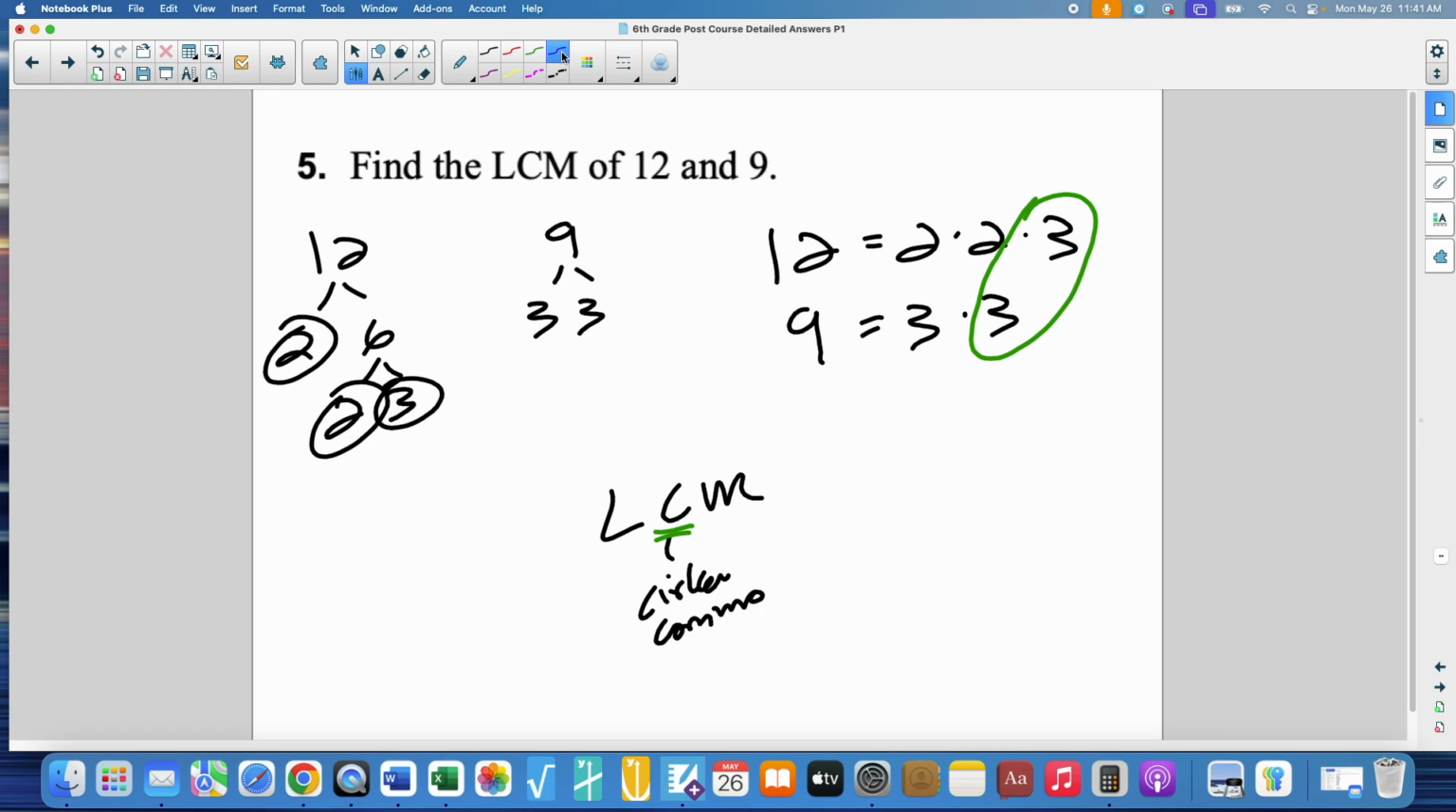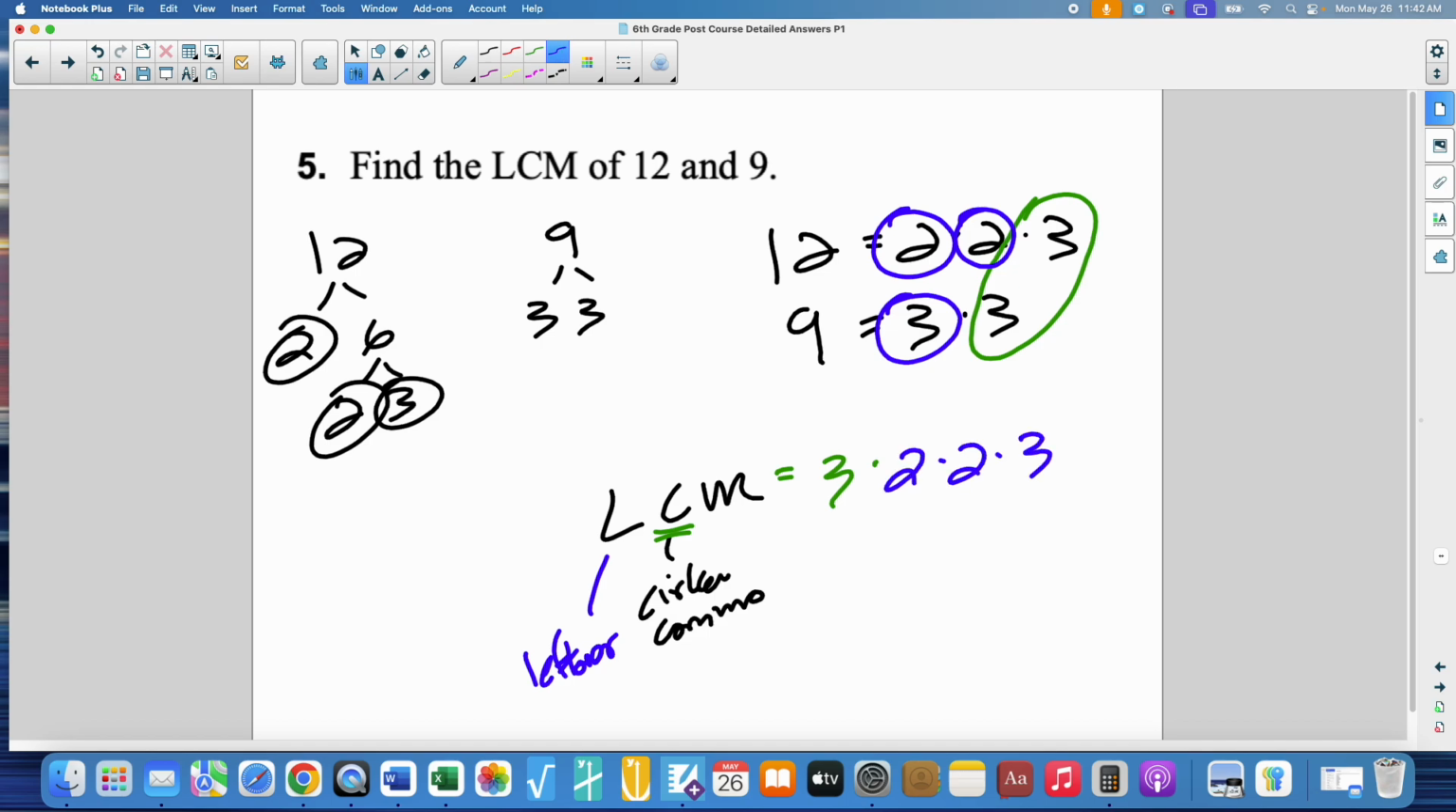Now the second part of LCM is, L is leftovers. So we're going to circle what they have left over. They have a 2 left over. They have a second 2 left over. And then they have a 3 left over. So remember, step 1 is circle what they have in common. They have a 3 in common. And then circle what they have left over. A 2, a 2, and a 3.